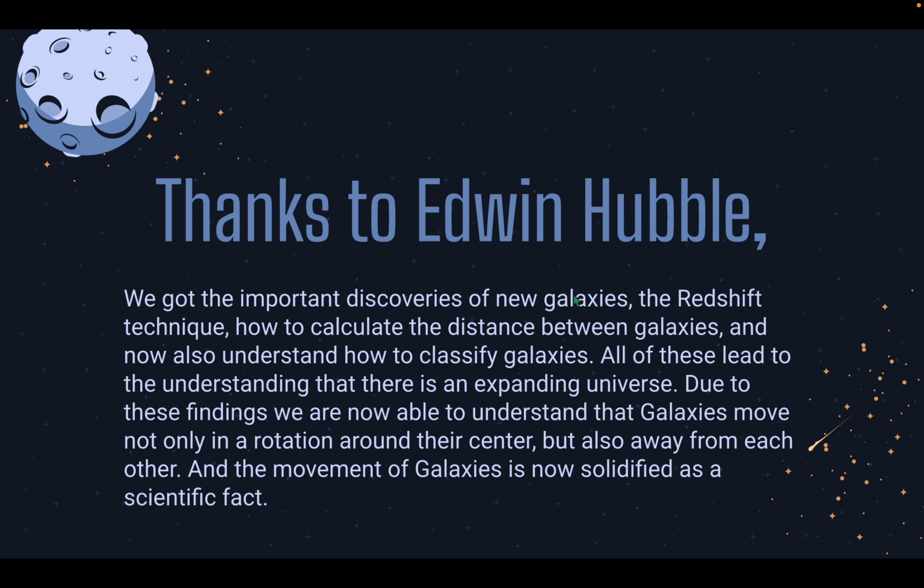Thanks to Edwin Hubble, we got the important discoveries of new galaxies, the redshift technique, how to calculate the distance between galaxies, and now also understand how to classify galaxies. All of these lead to understanding that there is an expanding universe. Due to these findings, we are now able to understand that galaxies move not only in a rotation around their center, but also away from each other. And the movement of galaxies is now solidified as a scientific fact.